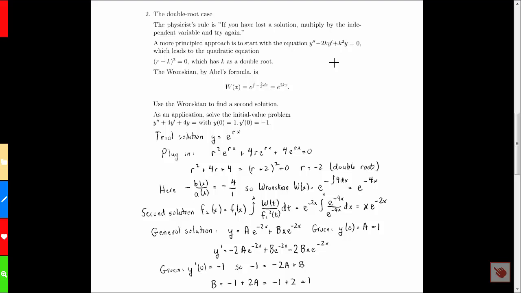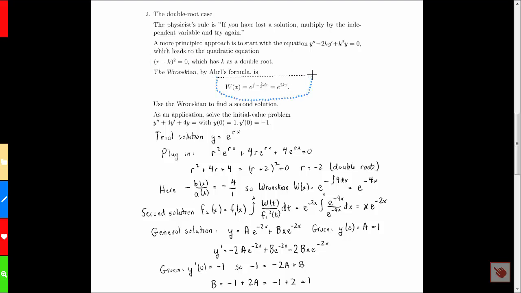We have a more principled way of dealing with this, though, because we know, given a second-order equation, how to find its Wronskian, and we know, having found the Wronskian and having one solution, how to find a second solution. So let's try out that technique. To get a double root, I'll use the differential equation y double prime minus 2k y prime plus k squared y equals 0, because that is going to lead to a quadratic equation (r minus k) squared, which will have a double root.